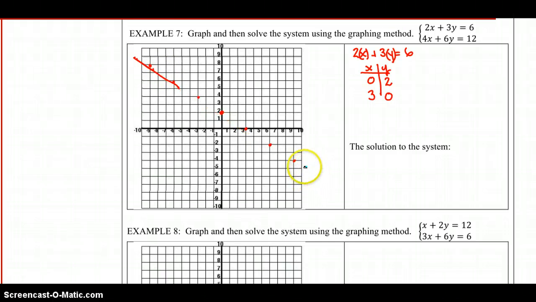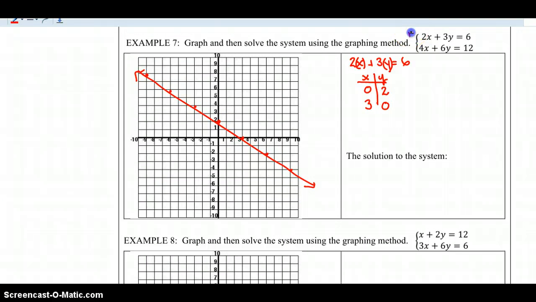Well, we kind of missed the points there. Let's try that again. So there's our graph of equation 1. So now let's look at our second equation.